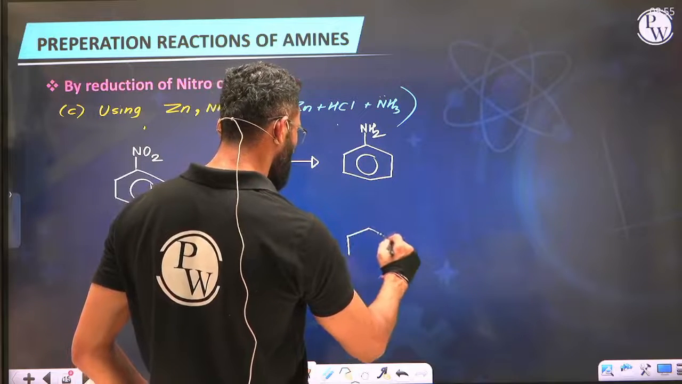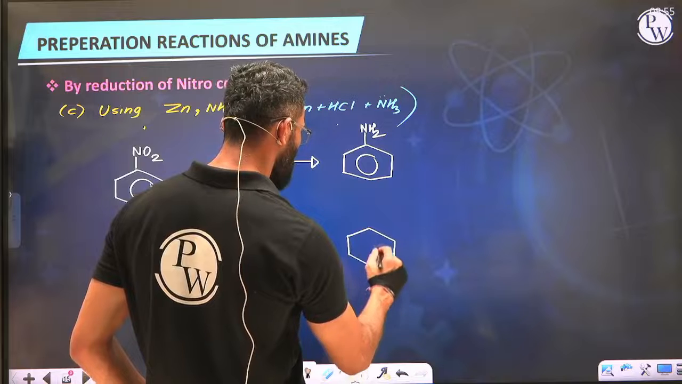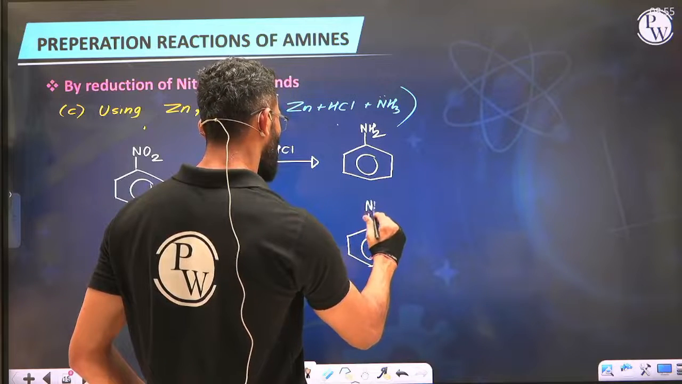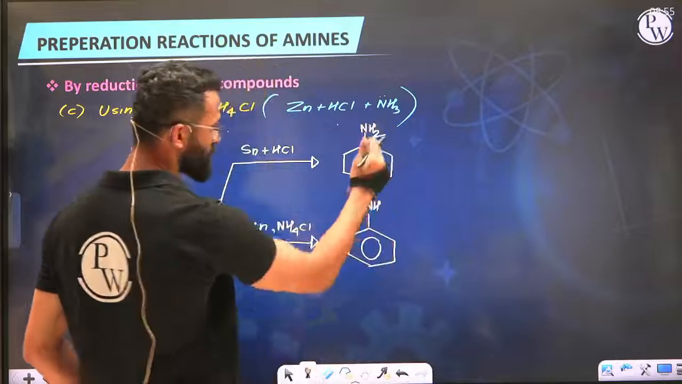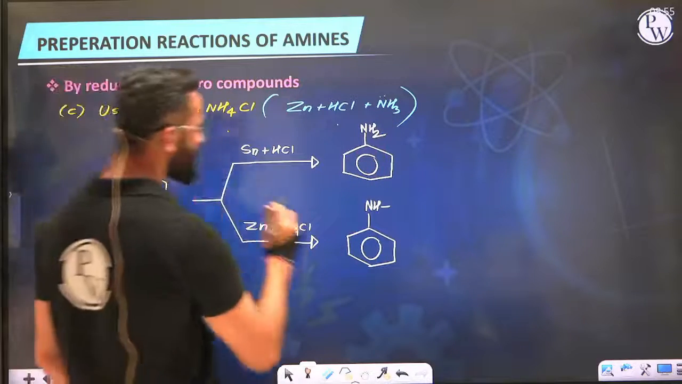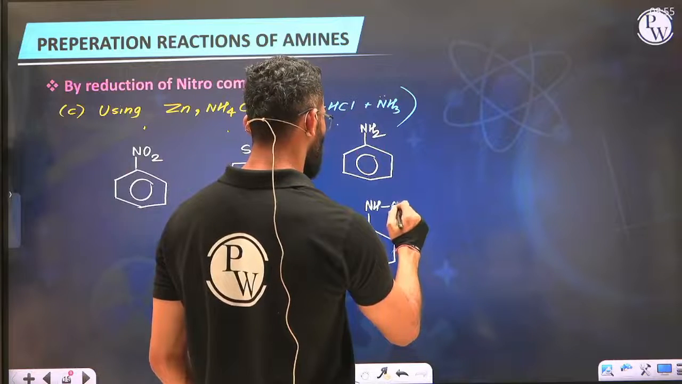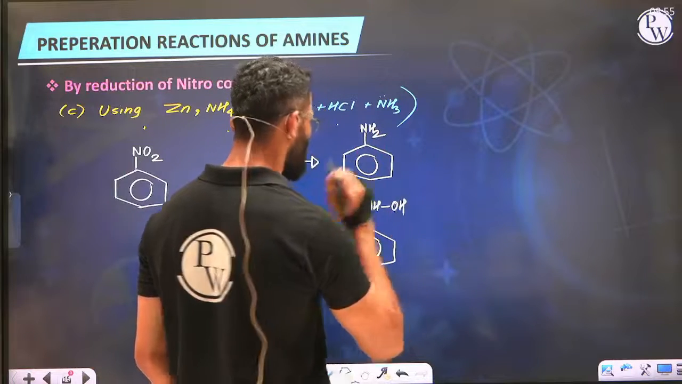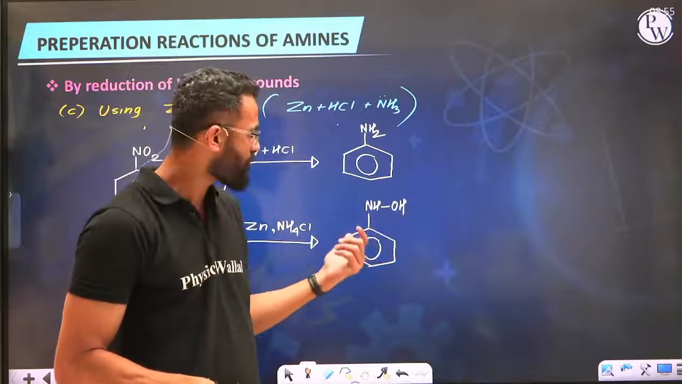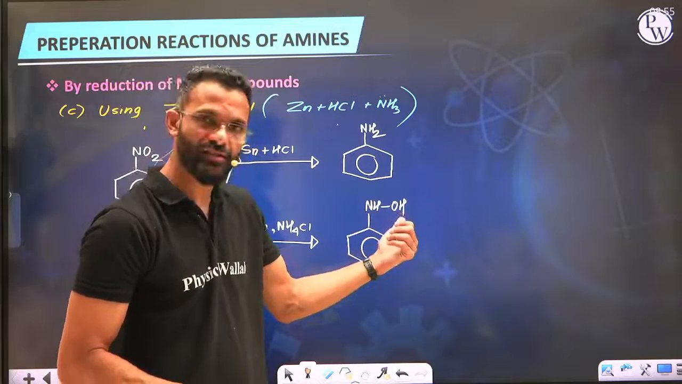Partially reduced meaning the moment you see NH4Cl given, see nitrogen is carrying 1 H, in other cases we are getting 2 H's. Meaning instead of replacing the entire 2 oxygens, just 1 O is replaced and the other O is still there in the form of OH. So what we are getting is NHOH.